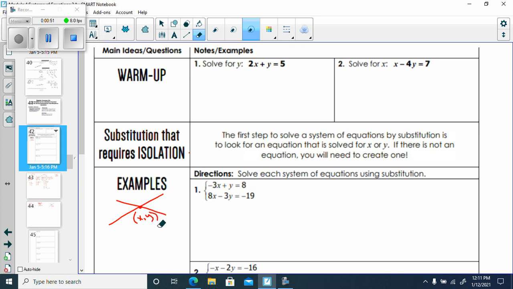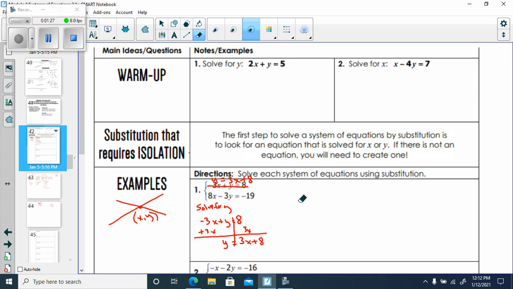What I can do is take one of these, either one, and solve for y or x. I'm going to solve for y on this one. Negative 3x plus y equals 8. All I have to do is add 3x to both sides to move it to the other side of the equal sign. And I now have y is equal to 3x plus 8. So instead of using this equation, I've got y is equal to 3x plus 8.